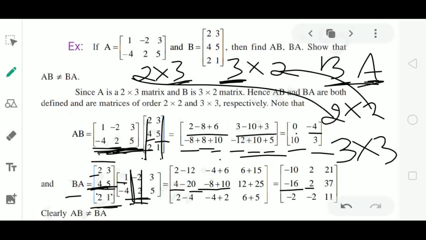Next, second row, third column. 4 into 3, 12. 5 into 5, 25. 12 plus 25, 37.